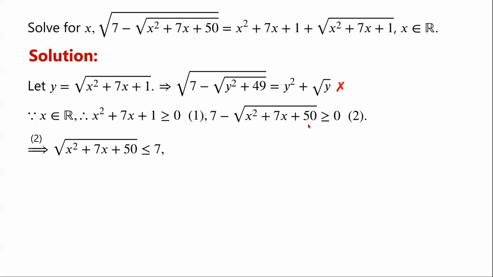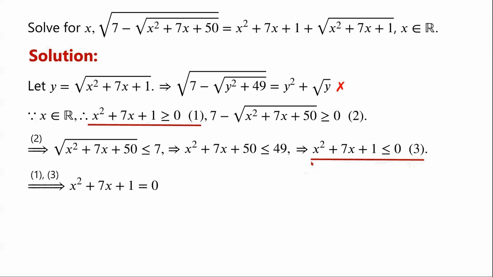From the second inequality, the square root of x squared plus 7x plus 50 is less than or equal to 7. This means that x squared plus 7x plus 50 is less than or equal to 49. Rearranging gives x squared plus 7x plus 1 is less than or equal to 0. Combining the first and third inequalities, we can deduce that x squared plus 7x plus 1 must equal 0.